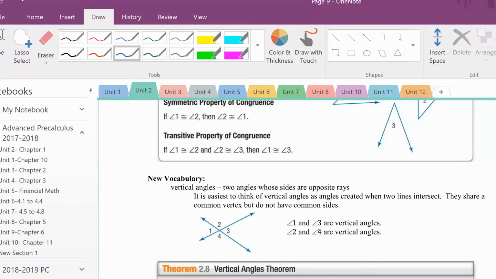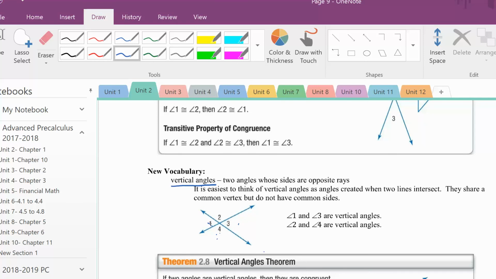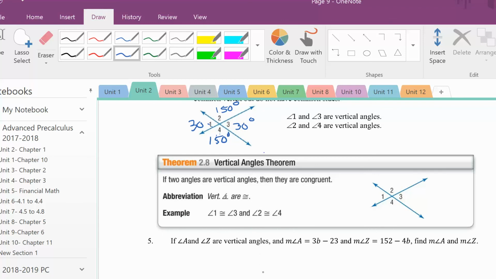Some new vocabulary. We talked about vertical angles. When they're formed by opposite rays, right? They're opposite angles. And remember, one thing that you're going to notice, like if you have angle 1 is, let's say 30, and notice this is a line, so angle 2 is 150. So that means angle 3 is 30, and 4 is 150. So notice vertical angles are going to be congruent because they have the same measure. So anytime you have vertical angles, you can say that they are congruent.